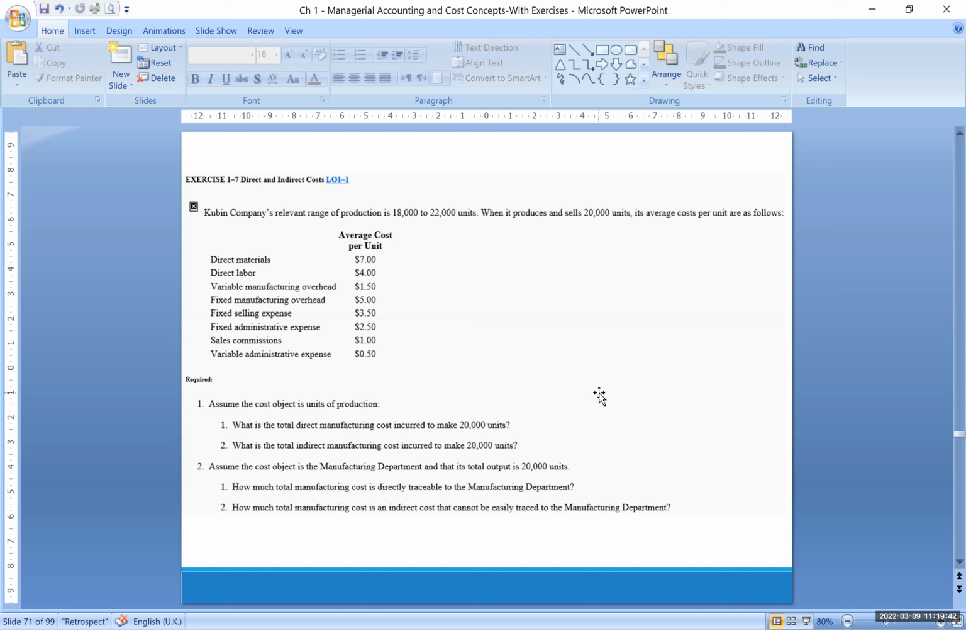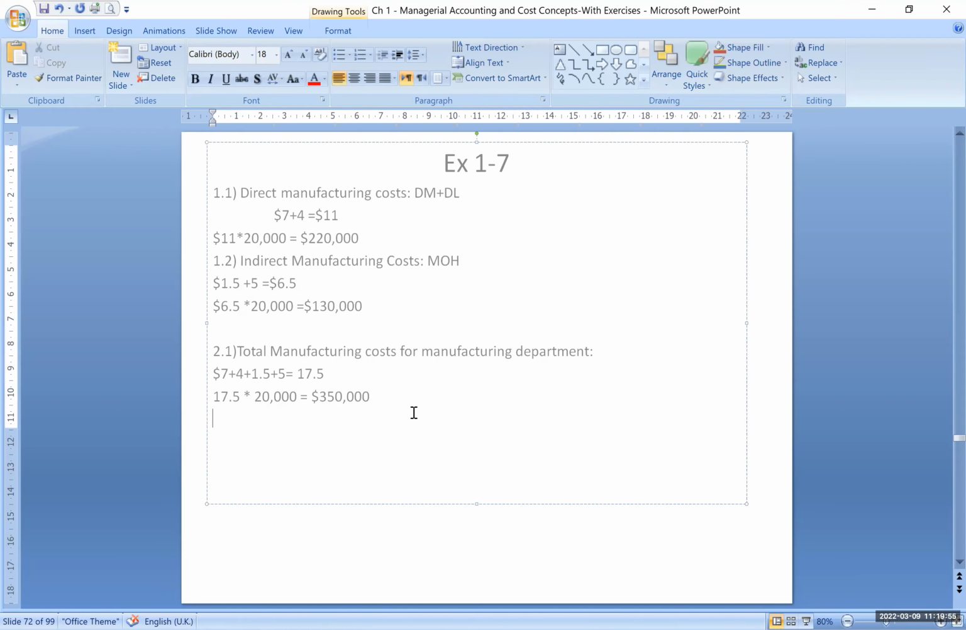So the answer for question 2, we don't have any manufacturing costs that should be traced as indirect costs when the cost object is the manufacturing department. So the answer is nothing or none. So 2 will be none. Why? Because the object here is a manufacturing department. None, because we are talking about manufacturing costs treated as indirect costs for an object as a manufacturing department.